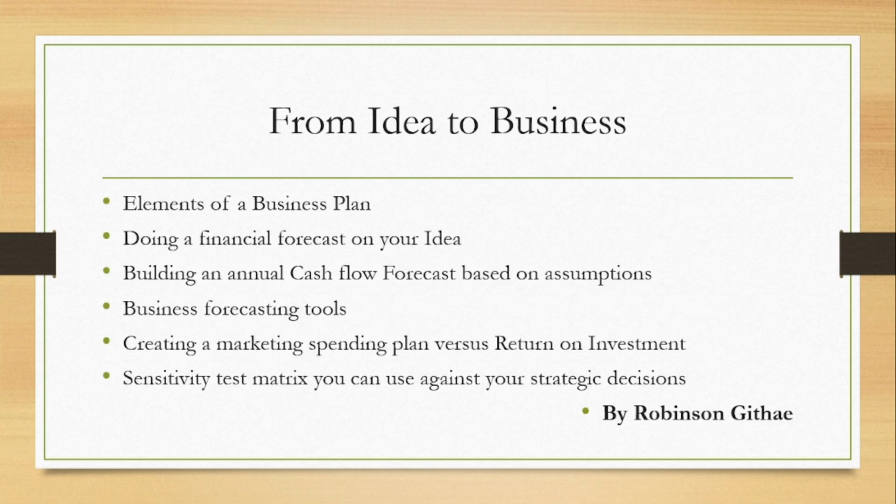So in conclusion, we're going to look at the elements of a business plan and how to come up with one. Then we're going to do a financial forecast on that idea you have. You have the idea, especially if you are an entrepreneur, and you want to convert that idea into an actual business. Then how do you build this annual cash flow forecast based on the assumptions that you'll have? There are various assumptions you can have, maybe on the market, on the product itself. So how do you build this annual cash flow with a sample?